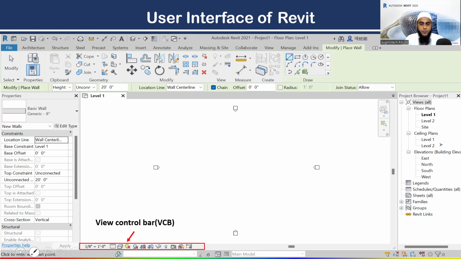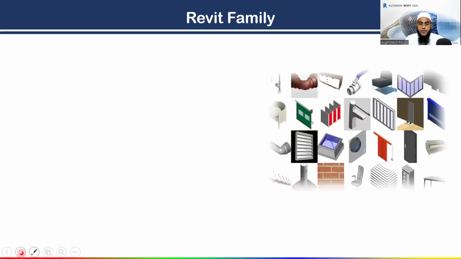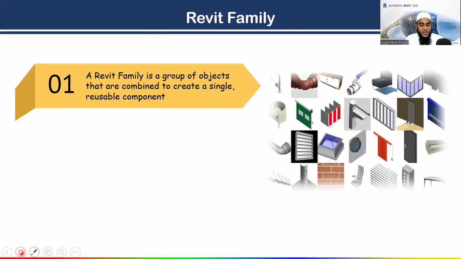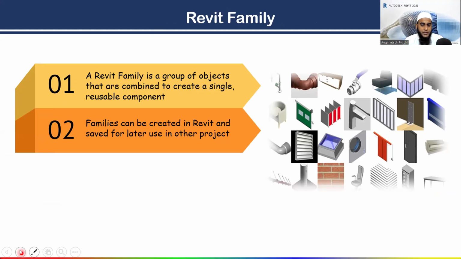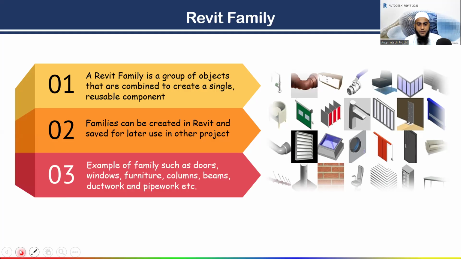Now, come to the next topic, which is very important here. The next topic is Revit family. What is family? As I told you, family means component. It is written here: a Revit family is a group of objects that are combined to create a single reusable component. So family is an object, either a single object or a group of objects. For example, as I told you, wall, window, everything is called a family. A family can be created in Revit and saved for later use in other projects. How to create a family, I have explained to you. Here some examples are given, such as door, window, furniture, column, beam, ductwork, pipework, etc. These are called families.